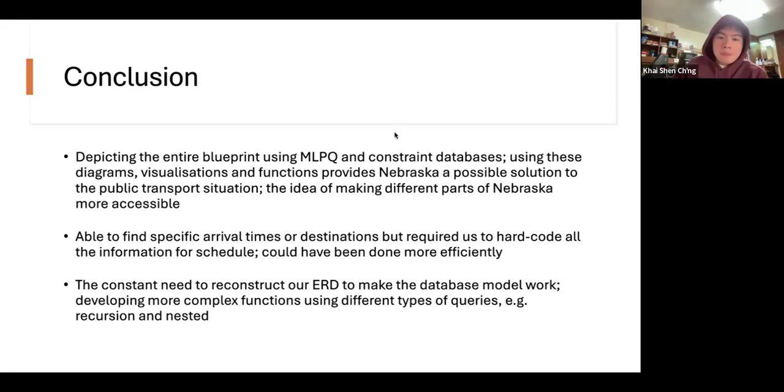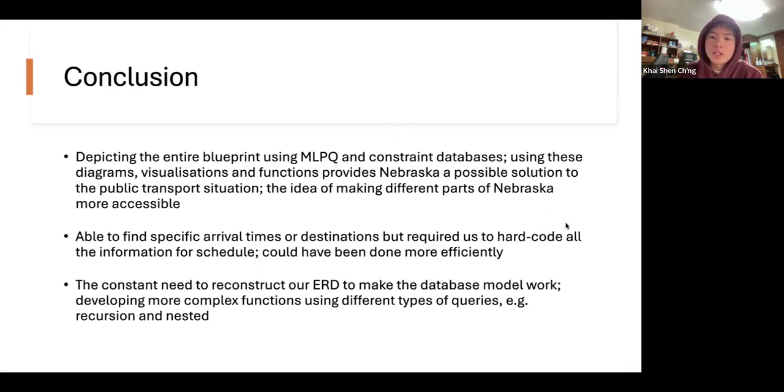Apart from that, in order to find specific arrival times and destinations, we had to hard code a lot of the information into the data. That kind of defeats the purpose of the logical aspect of creating an ERD. So that's something that we want to work on in the future to make it more efficient. And lastly, the ER diagram had to be reconstructed several times for it to be functional for us. So it would have been way smoother if we used other types of queries as well, such as recursion and nested.